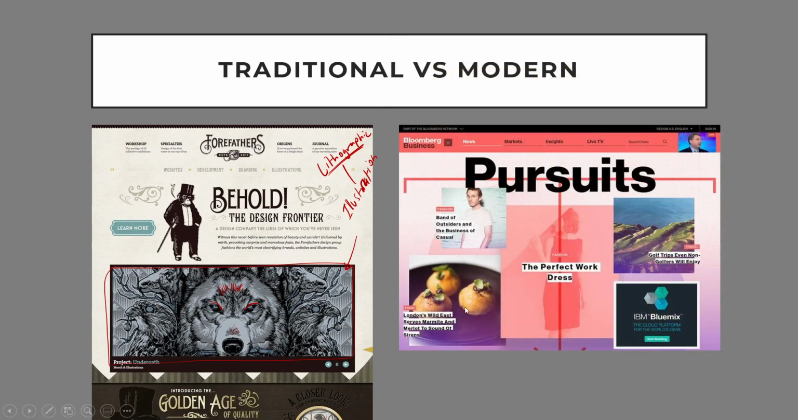right? Whereas this is something closer to the 21st century, right? Because we now have very wonderful screens that can show a lot of bright colors. That's why this Bloomberg Business uses a lot of bright colors, right? And because our screen is capable of showing gradients, that's why you see these gradients happen.